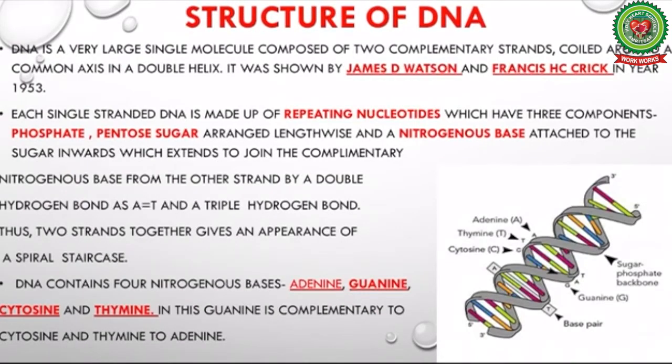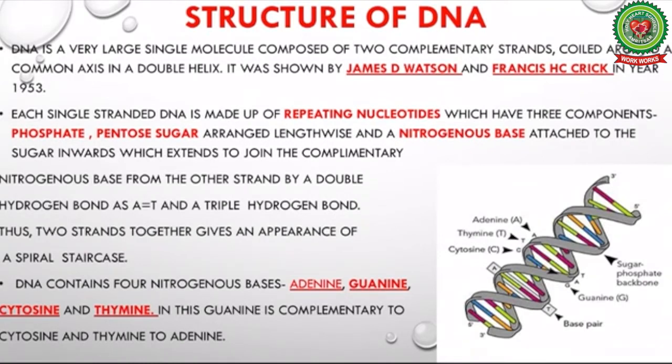Structure of DNA. DNA is a very large single molecule composed of two complementary strands coiled around a common axis in a double helix. It was shown by James D. Watson and Francis H.C. Crick in the year 1953.